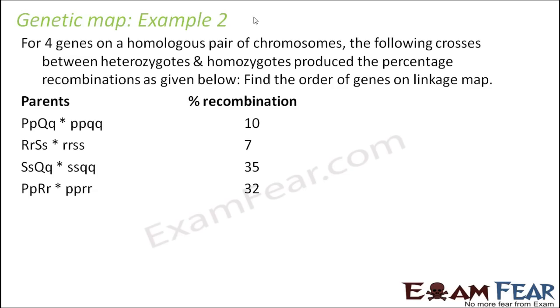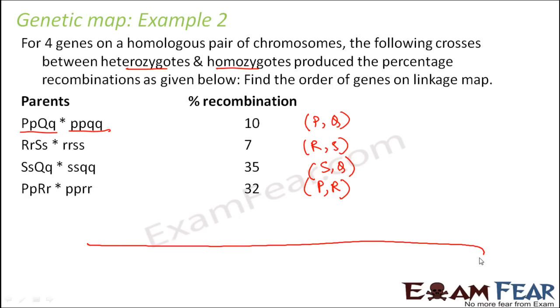Four genes on a homologous pair of chromosomes, the following crosses between heterozygotes and homozygotes produced the percentage recombinations as given below. Find the order of genes on the linkage map. Here you can see these were the crosses which were performed. Heterozygous and homozygous, so they are all like test crosses and the recombination percentages are given here. The cross has happened between P and Q, this cross has taken place between R and S, this cross between S and Q, and this cross is between P and R. So these are the various recombination frequencies which are given here.